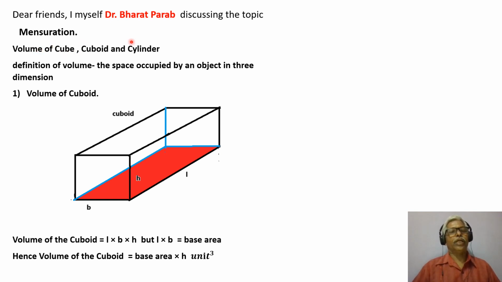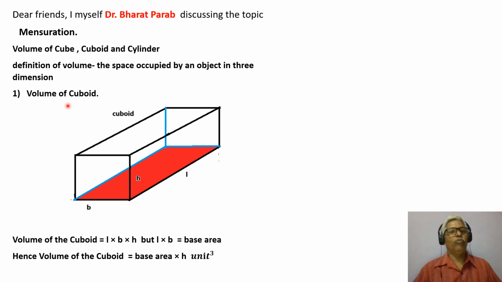After discussing the area, we are now switching over to the volume of cube, cuboid, and cylinder. The definition of volume: the space occupied by an object in three dimensions. That is volume. So we will see the formula for the cuboid, cube, and cylinder.